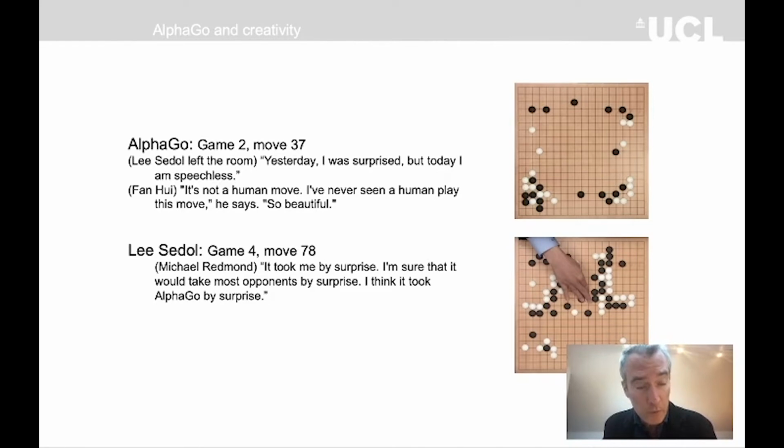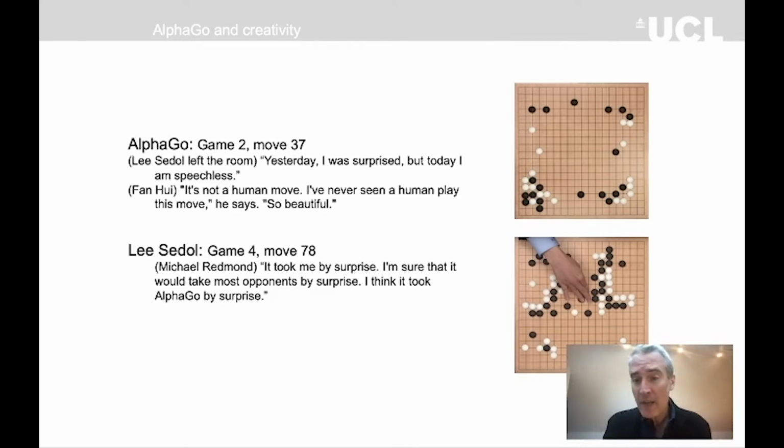Later, in Game 4, which was the only one of the 5-game tournament that Lee Sedol actually won, the human player, move 78 was commented on by Michael Redmond. He said, "It took me by surprise. I'm sure that it would take most opponents by surprise. I think it took AlphaGo by surprise."